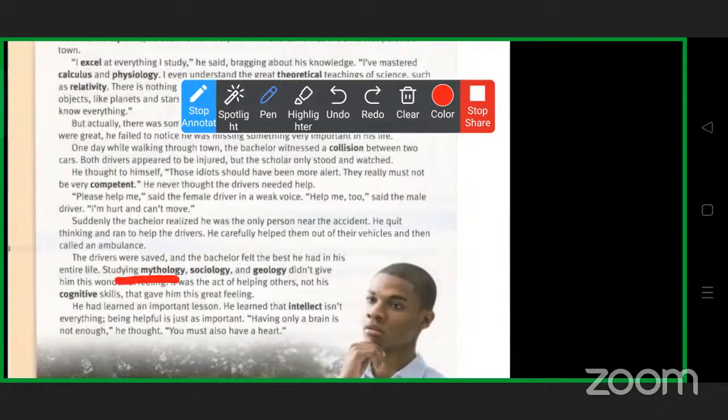Studying mythology, sociology, and geology. Mythology, the study of myths. Sociology, the study of society. Geology, the study of the earth. Okay, that did not give him the wonderful feeling. Obviously that wonderful feeling would come only when you help each other. That's what it actually means to be a human.